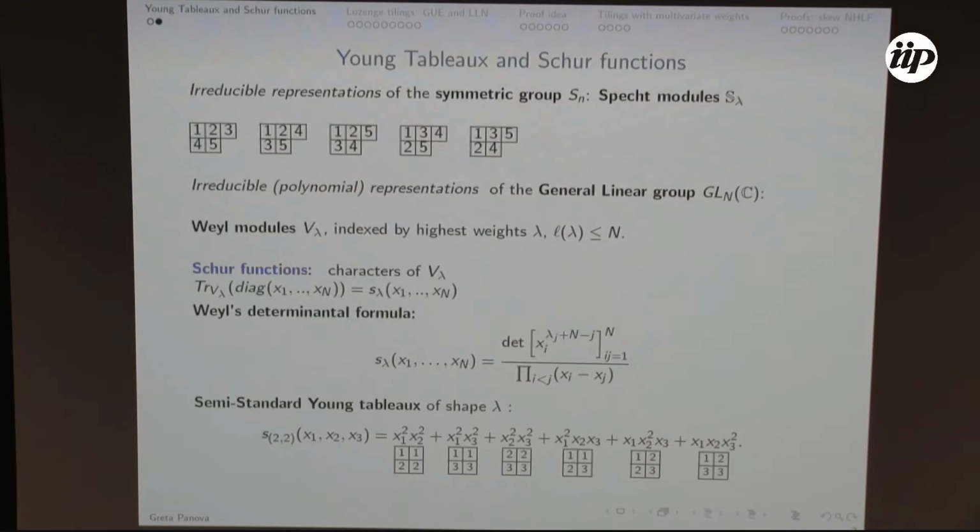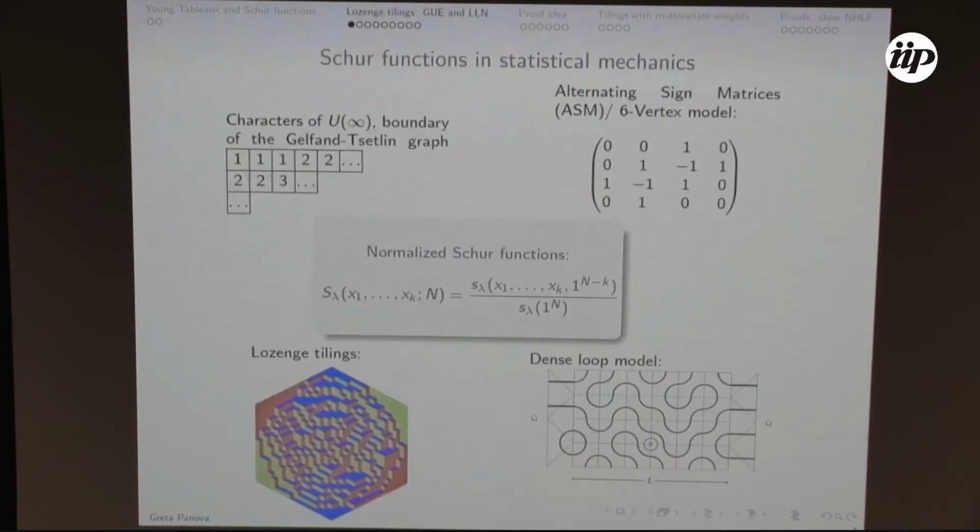Okay, so why did I start with this? These Schur functions will be a tool for studying lattice models, as you will see in a moment. And in particular, I will focus at least for the first half of the talk on this notion of normalized Schur function. So we take this Schur function s_lambda, and we have the variables. We use formal variables x_1 up to x_k, where k is some fixed number. For the rest, we plug in ones, and we normalize by the value of this Schur function at 1.